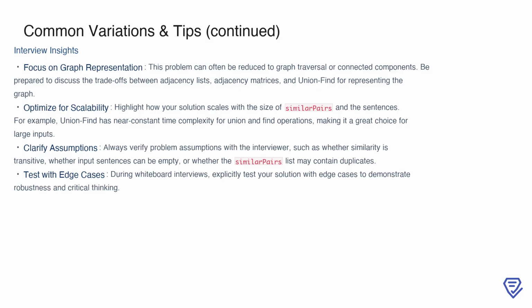Another important point is to clarify assumptions. For instance, is similarity always transitive? Can the input sentences be empty? Could the similarity pairs list contain duplicates? Explicitly verifying these details with the interviewer demonstrates thoroughness and clear communication. Lastly, testing with edge cases is vital. If you can proactively test your solution against potential tricky scenarios during a whiteboard interview, it shows robustness in your approach and critical thinking skills.